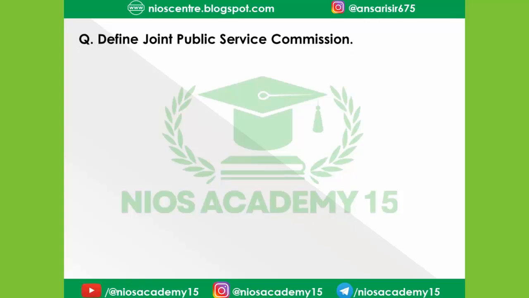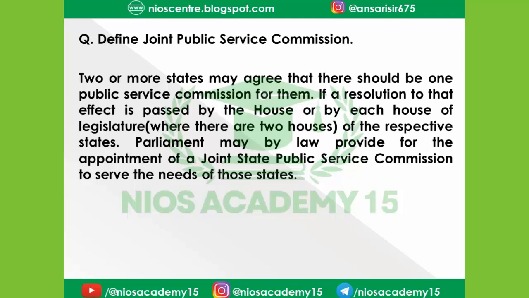Next question is, define Joint Public Service Commission. And the answer is, 2 or more states may agree that there should be one Public Service Commission for them. If a resolution to that effect is passed by the House or by each House of Legislature of the respective states, Parliament may by law provide for the appointment of Joint State Public Service Commission to serve the needs of these states.